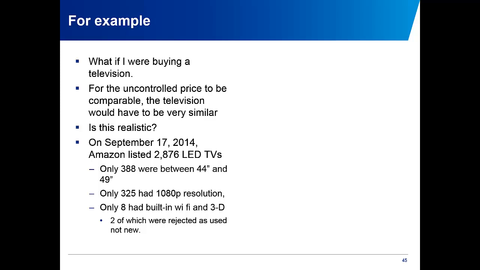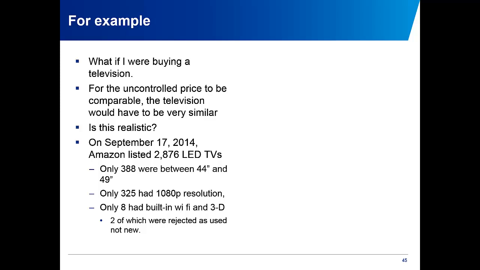When we look at those 8, which are completely comparable to the ones that we want to find, so it's comparable on all, we find that 2 of them are actually not new TVs being sold, but used TVs. So we reject those as not being comparable. That'd be another important feature.